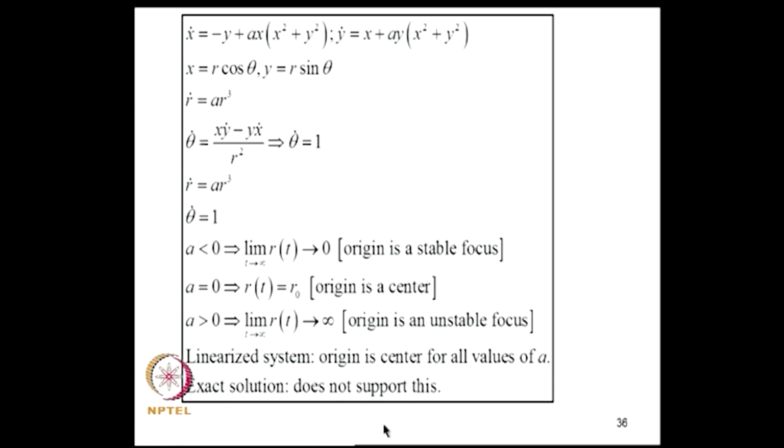Similarly, the equation for theta dot can also be obtained, and we can show that theta dot is equal to 1. So, the governing equations in polar coordinates corresponding to the given equations in Cartesian coordinates are r dot equal to a r cube and theta dot equal to 1.